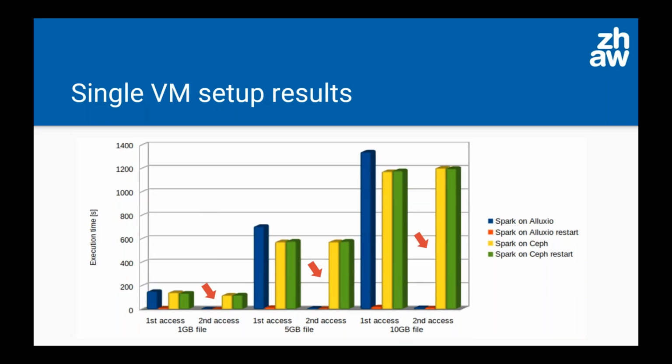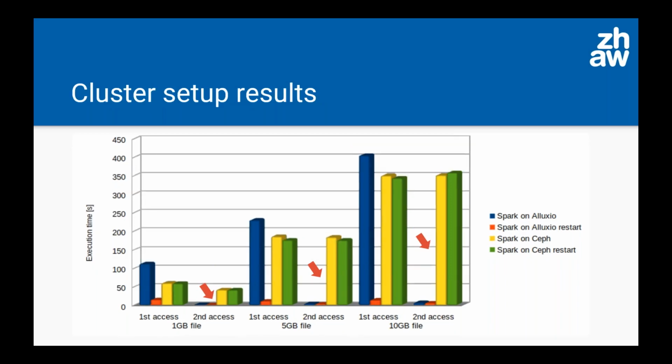If you compare, let's say here, in the single VM setup results, we reach up to 1200 seconds in the worst case, and here we have 400 seconds in the worst case. So the absolute values are reduced for all cases, so also the gains are reduced. But the observations we made in terms of second access and repeated access are still valid.